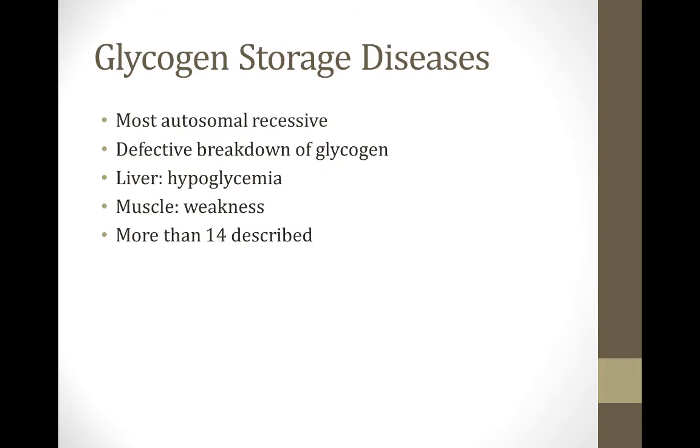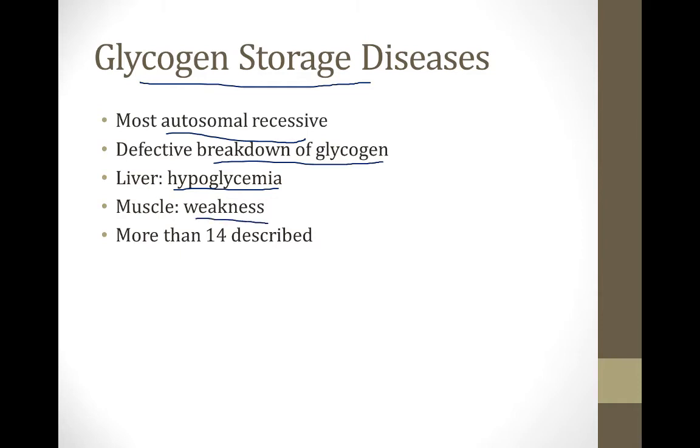I'll finish this module by talking about the glycogen storage diseases. These are very rare inborn errors of metabolism. Most of these are autosomal recessive disorders, and children are born with a defective ability to break down glycogen. The symptoms depend specifically on which enzyme is defective, but in the liver, if you can't break down glycogen, you can develop hypoglycemia, because recall that the liver maintains your glucose levels in times of fasting from glycogen breakdown. In the muscles, if you can't break down glycogen, you can get weakness.